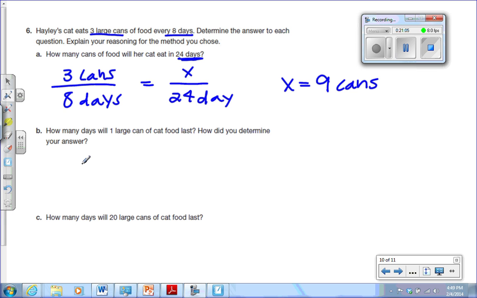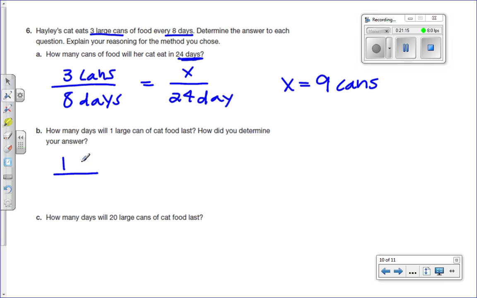Part B asks, how many days will 1 large can of food last? How did you determine your answer? Well, you can do this several ways. The way I think is easiest is simply what we've been doing. We know that 3 cans will last 8 days. And we want to know how much 1 can would last. We don't know this. So again, because I have cans in the numerator here, I need the cans in the numerator over here, because we want to line up our units.